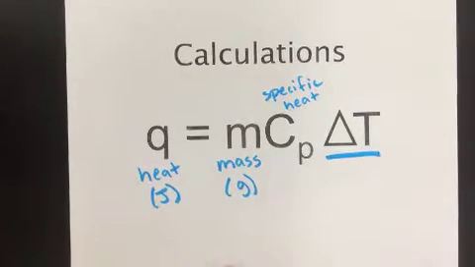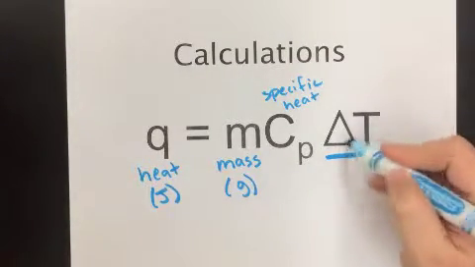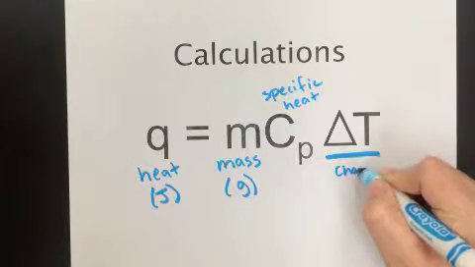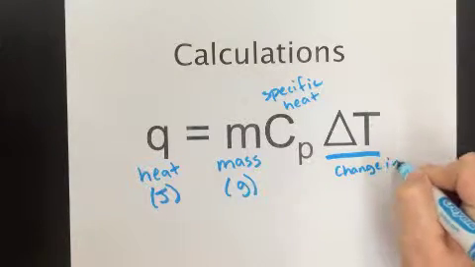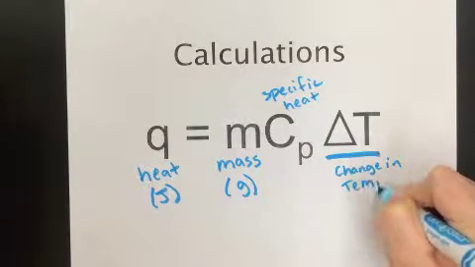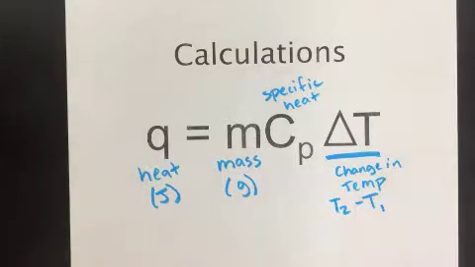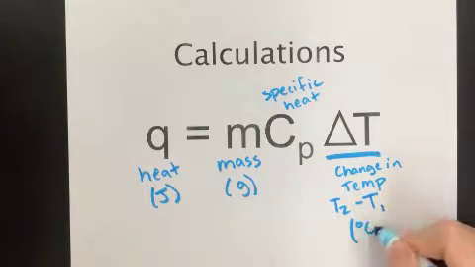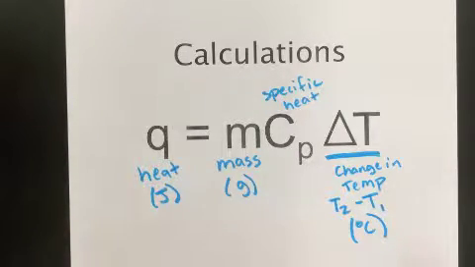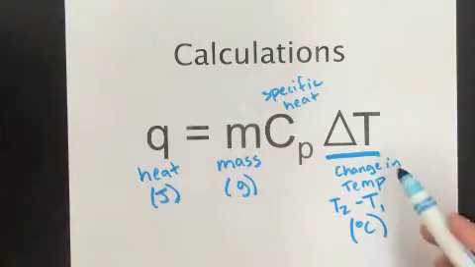This triangle T thing, this triangle means change in. So change in temperature. So that means T2 minus T1. Okay? And it will have to be in degrees Celsius, not in kelvins like our gases. So if it has joules, it means it's heat. Grams means it's mass. Degrees Celsius is temperature.